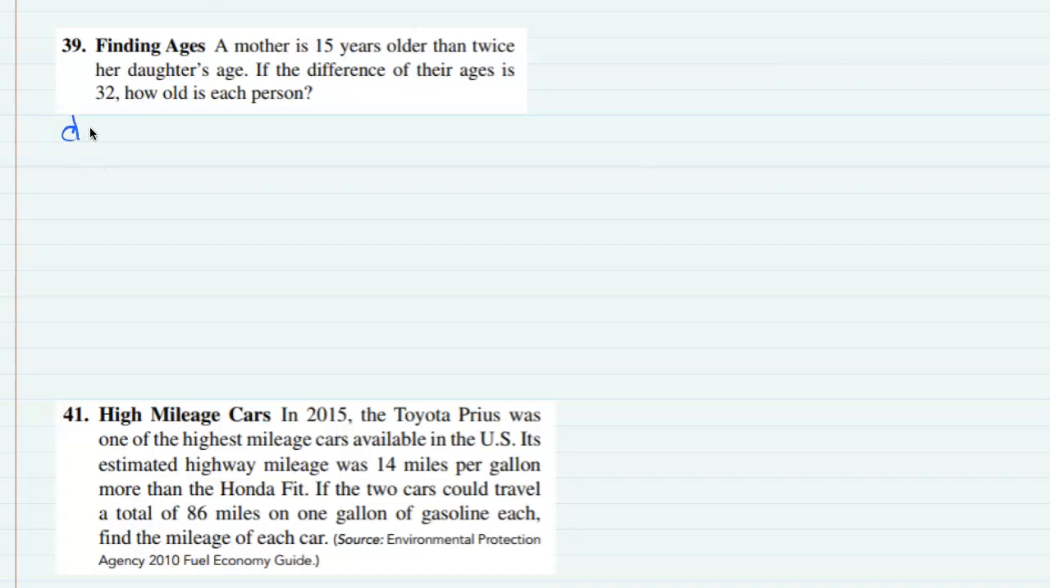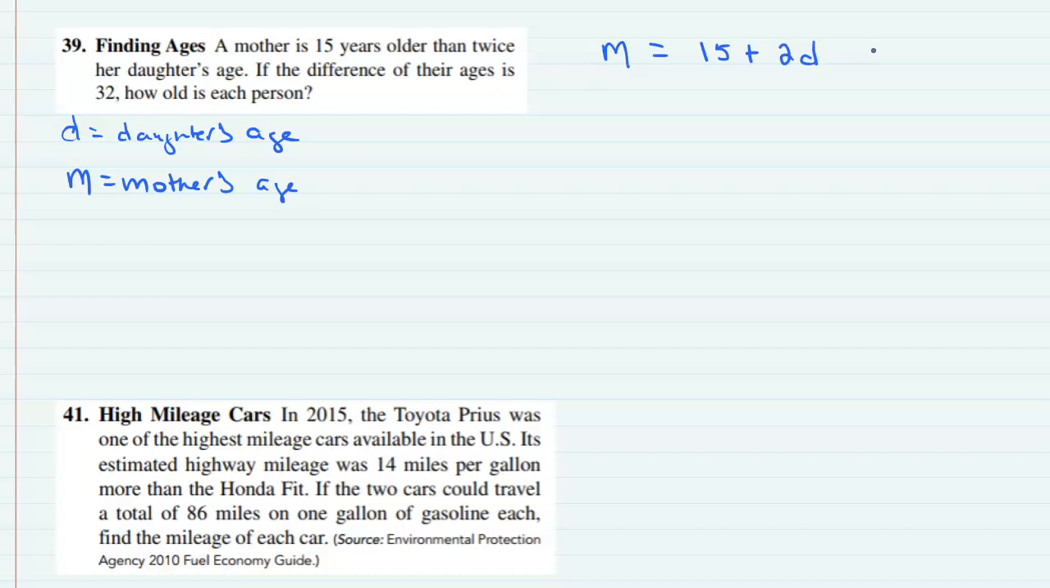So we've got D is going to be the daughter's age, and M, I'm going to make that the mother's age. All right, so first we have to come up with one simple equation, and that is that the mother is 15 years older than twice her daughter's age. So the mother is, that's the equal sign, 15 years older, that's 15 plus, twice her daughter's age, 2 times D.